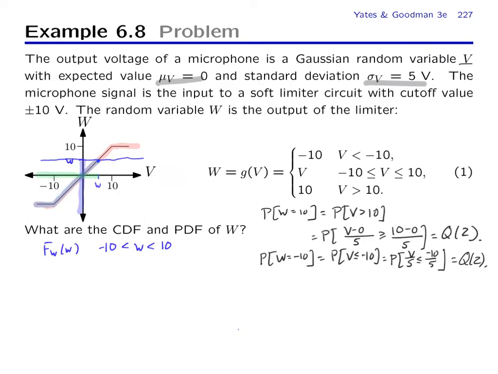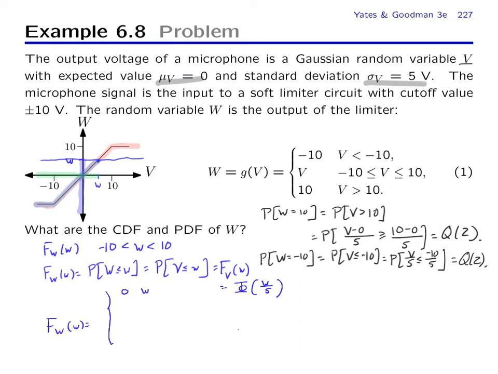In short, for w between minus 10 and 10, the CDF of W, the probability W is less than or equal to w, is equal to the probability V is less than or equal to w. It's equal to the CDF of V at w. And of course, since V is Gaussian with mean 0 and standard deviation sigma V equal to 5, this is just equal to phi of w over 5. And now, keeping in mind that W is bounded between minus 10 and 10, we can simply write down the expression for the CDF of W. We've acquired all of the facts we need.